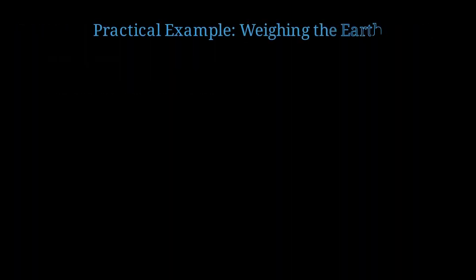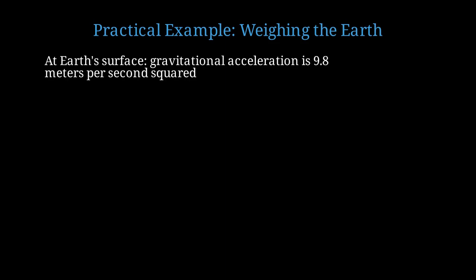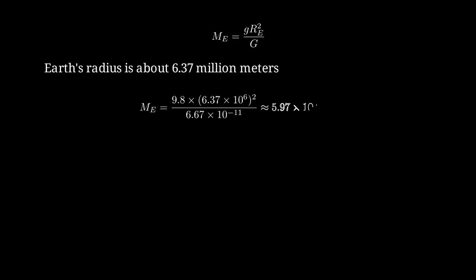Let me give you a practical example of using Newton's law. We can actually calculate the mass of the Earth using gravity. We know that at Earth's surface, objects accelerate downward at 9.8 meters per second squared. By Newton's law, this acceleration g equals G times the mass of Earth divided by Earth's radius squared. Solving for Earth's mass, we get m sub e equals g times r sub e squared divided by G. Earth's radius is approximately 6.37 times 10 to the 6 meters. Plugging in the numbers, we get Earth's mass is approximately 5.97 times 10 to the 24 kilograms. That's how we weigh the Earth.